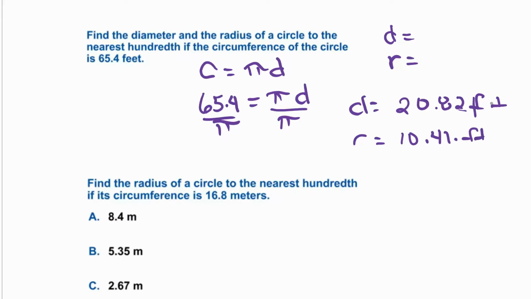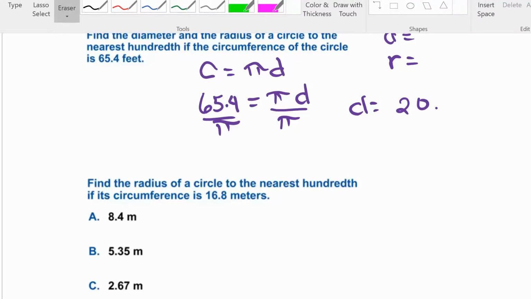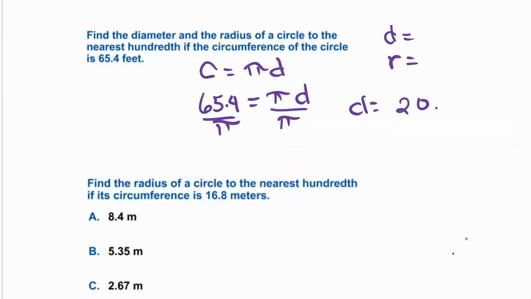In this case, it looks like if I just kept this original answer, I could have just divided it by 2 and it would have been okay. Sometimes that works, sometimes it's a little bit more picky about how many decimals you go out. So the diameter is 20.82 feet, and the radius is 10.41 feet.